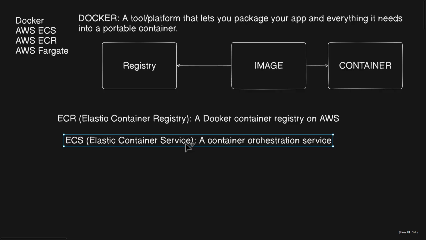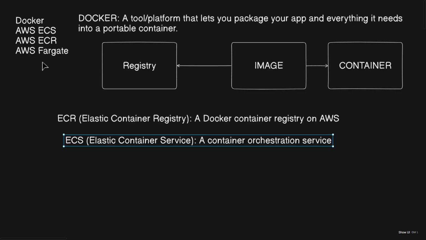Okay, so ECR lets you host your images. You can host and store your images on AWS using ECR, and you can run your images using ECS, Elastic Container Service. So this is a registry. This is the service that helps you run this. Now I hope this is pretty much clear.